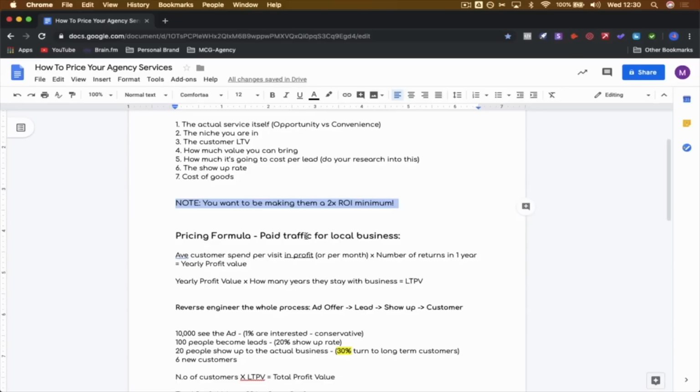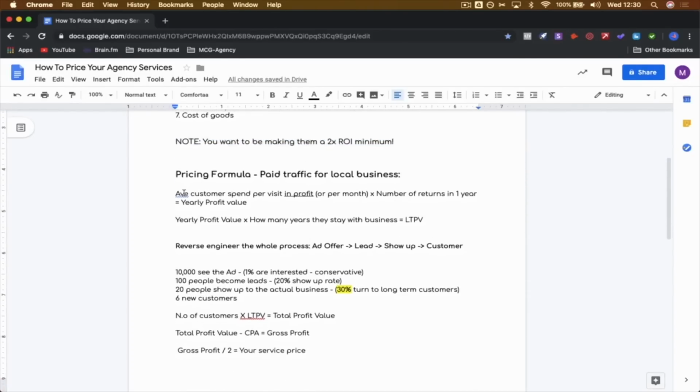Here's the pricing formula for paid traffic for local businesses. So guys, you want to take the average customer spend per visit in profit, or you want to take the average monthly cost of a customer in profit as well. So what I mean by that is, whenever a person comes into a restaurant, for example, how much do they spend? And let's say it's £50 or $50. If they then spend $50, how much of that is actual profit to that business?